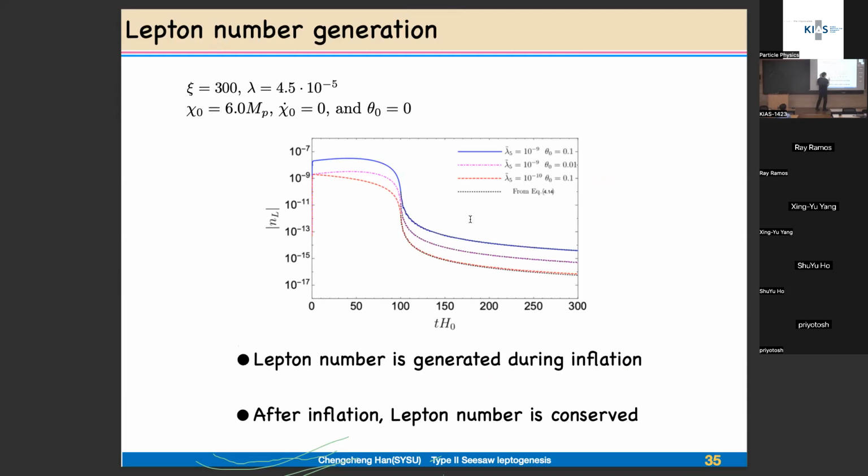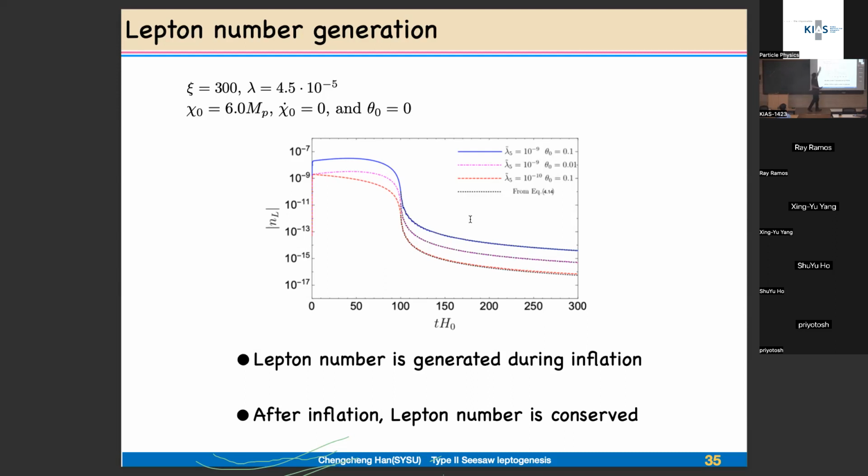This is the time if we start from here, and this is the lepton asymmetry. In the beginning, theta dot is vanishing, but when we start from inflation, theta dot will also follow slow roll. Then suddenly the lepton number becomes non-vanishing. During inflation, it will continually be generated. But after inflation, the lepton number will just redshift by the scale factor a, so it just becomes smaller and smaller. Almost all the lepton number is generated during inflation.